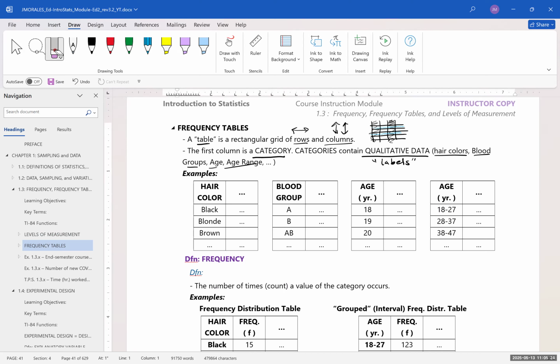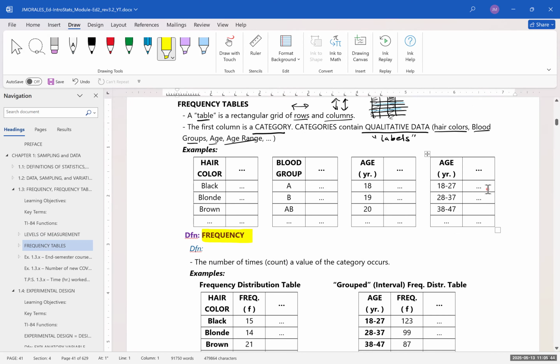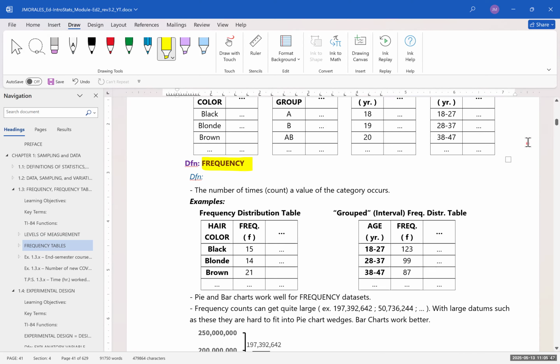Now, every column that follows after that could be some kind of quantitative data. I was going to say quantifiable. I don't know why I can't say it right now. Quantitative data. And one type of quantitative data is going to be recording the frequency. So, what is frequency? Frequency is the number of times a value of a category occurs. So, the number of times would be like counting, for example.